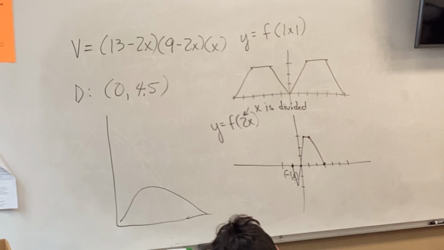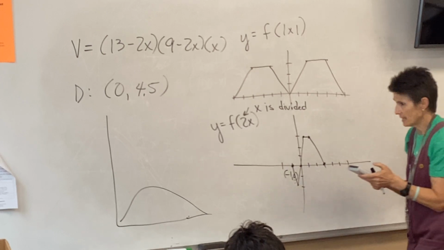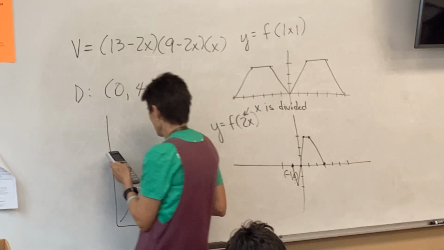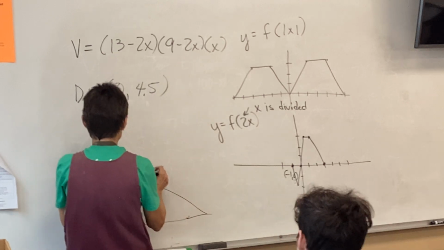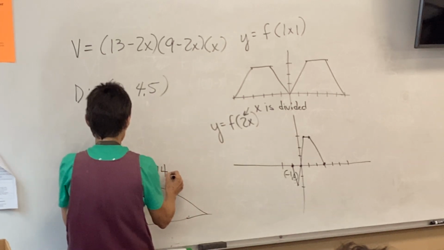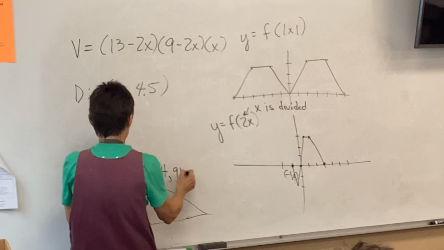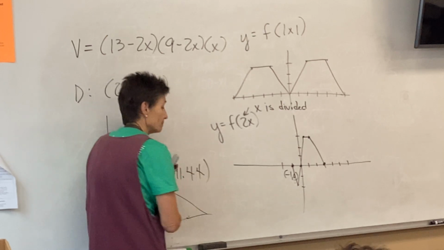So you ready? Find it. Second calc. Maximum. Left bound. Enter. Right bound. Enter. Maximum. Enter. Did you get 1.74, comma, 91.44? Yeah.